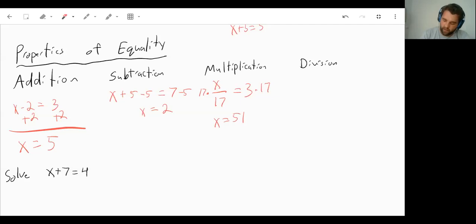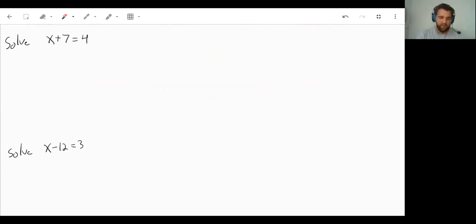Or for division, we could have 3x equals 51. And as long as you divide both sides by the same number, the equality will stay preserved. So that's just a fancy way of talking about what you already know how to do. So let's go and actually do it. So x plus 7 equals 4.